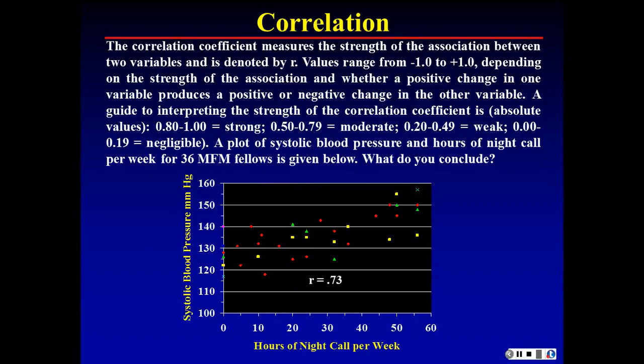All right. Correlation coefficient measures the strength of the association between two variables. It's denoted by R. The range is from -1 to +1, depending on the strength of the association and whether a positive change in one variable produces a positive or negative change in the other variable. A guide to interpreting the strength of the correlation coefficient, if you're working with absolute values, is that a correlation from 0.8 to 1 is a strong correlation, 0.5 to 0.79 moderate, 0.2 to 0.49 weak, 0 to 0.19 negligible.